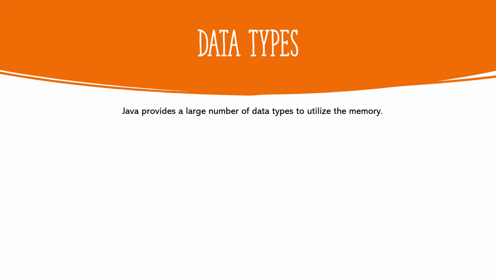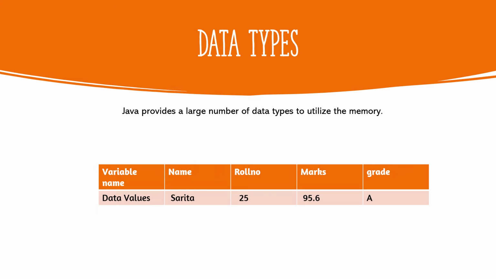Java provides a large number of data types to utilize the memory. The question arises why we need different types of data types. To make the program easy: if we store a particular value in the proper data type, we can categorize them and then use them in the program. For example, to understand the concept, the variable names are given as name, roll number, marks, and grade. We have to declare the data type for these variables. The data values we are storing: the name is Sarita, roll number is 25, marks 95.6, and grade is A.